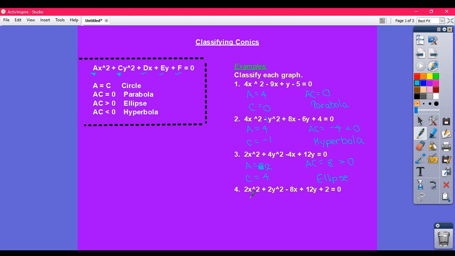And then finally here you have a, which is 2, and c, which is 2. Now, a lot of you are just in the habit of multiplying once you get this chart. So, little disclaimer, if ever a equals c, you're going to have a circle, no need to multiply. So since a equals c, you have a circle.